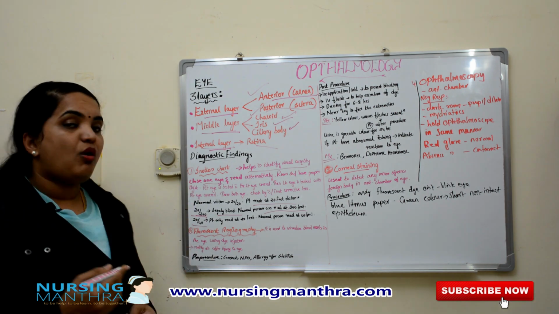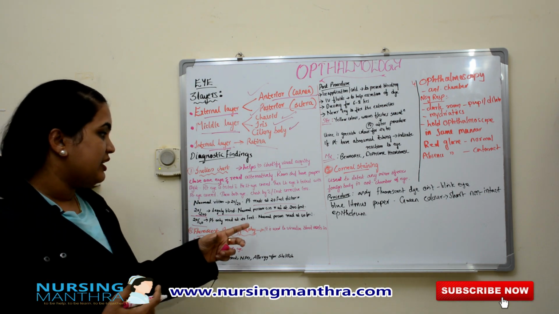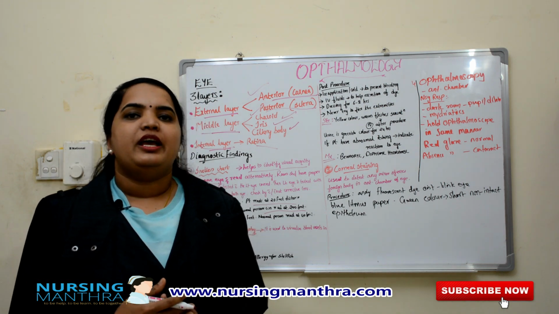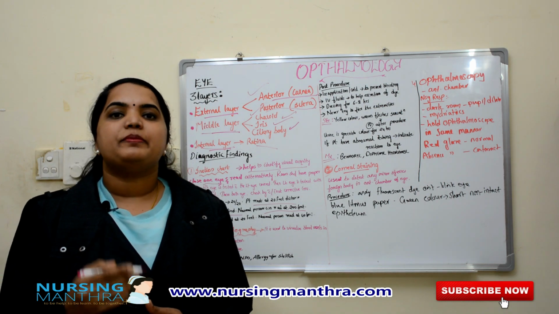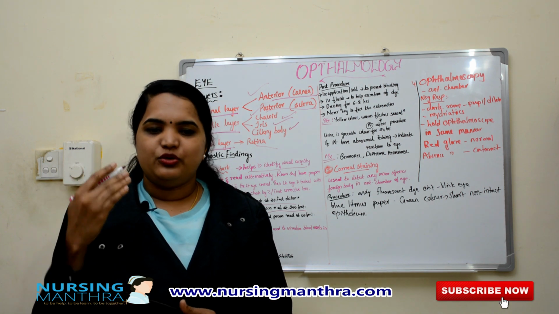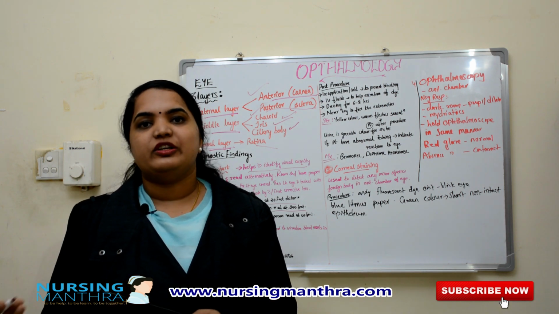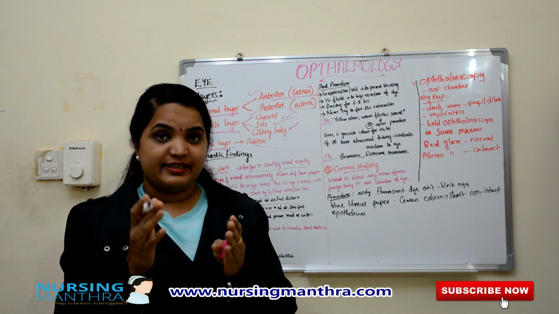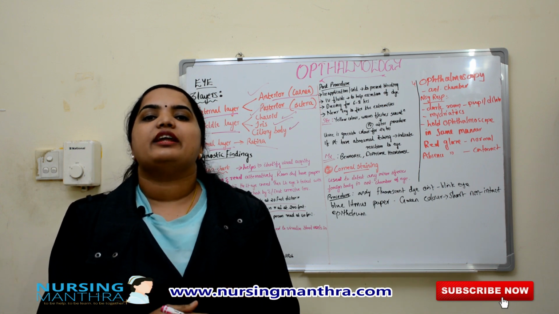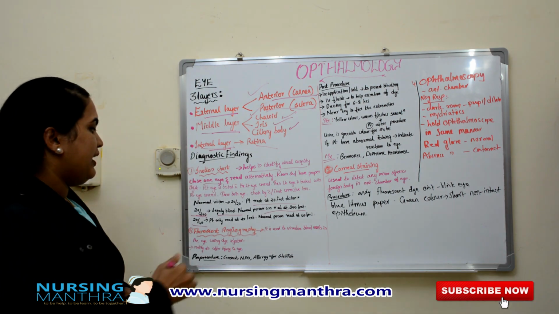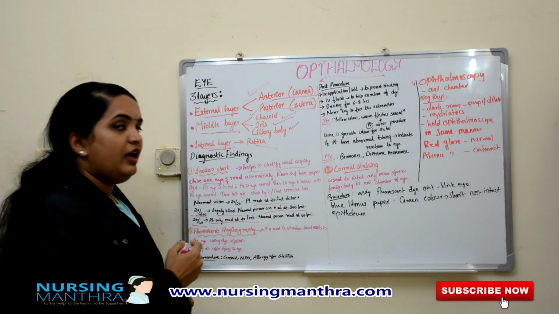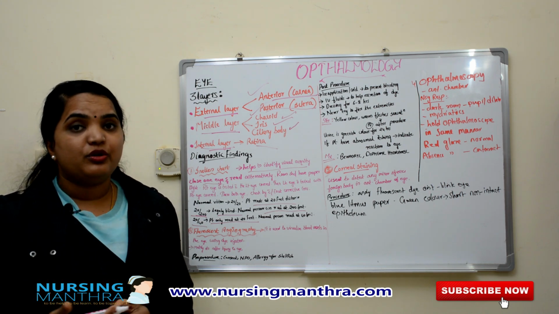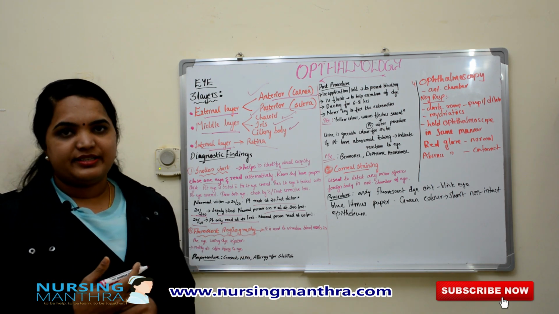For 20 by 40, the patient reads at 20 feet what the normal person reads at 40 feet. For 20 by 60, the normal person will read at 60 feet and the patient will read at 20 feet. They can ask questions like that, 20 by 40, 20 by 60, 20 by 200, asking what it describes.